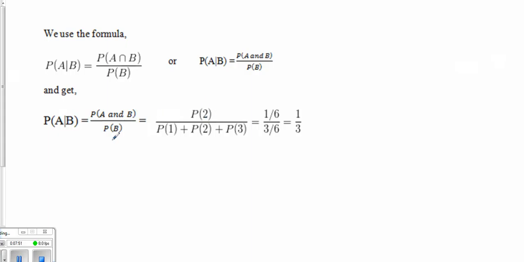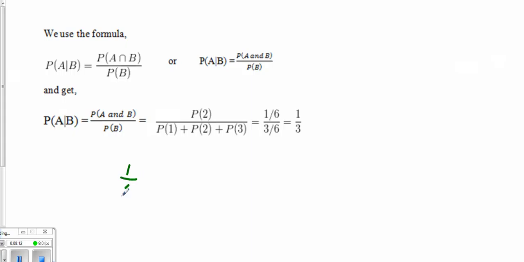What ones work as the probability of getting B? So that was 3 or less. Well, that's probability of 1 plus the probability of getting a 2 plus the probability of getting a 3, because all 3 of these ones work. So 1/6 plus 1/6 plus 1/6 means 3 out of 6 would work. So like we had already written down, it's 1 out of 6 divided by 3 out of 6.